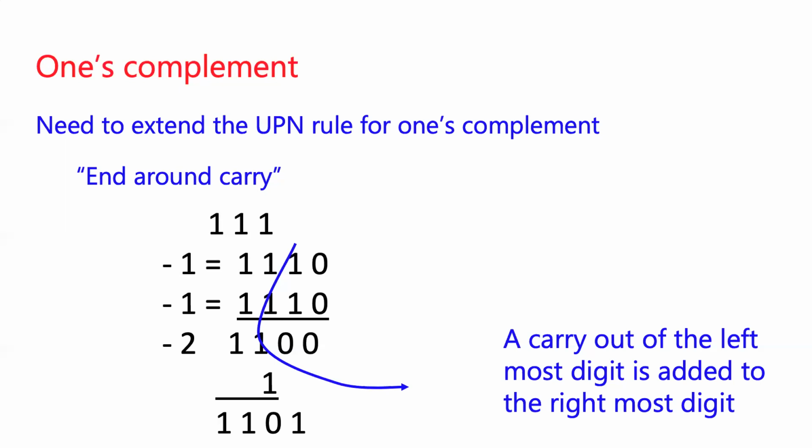Adding this end around carry operation, taking, again, said real fast, a carry out of the high order bit and adding it back into the low order bit, that lets us use our standard bitwise addition or binary addition operation plus this one extra thing.